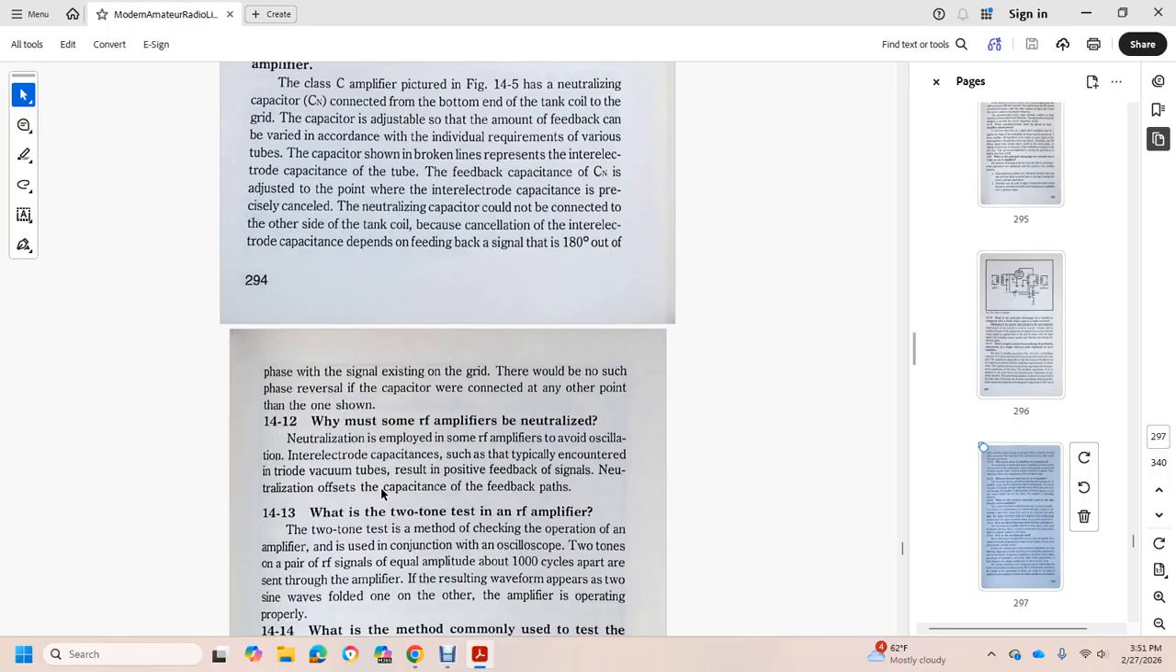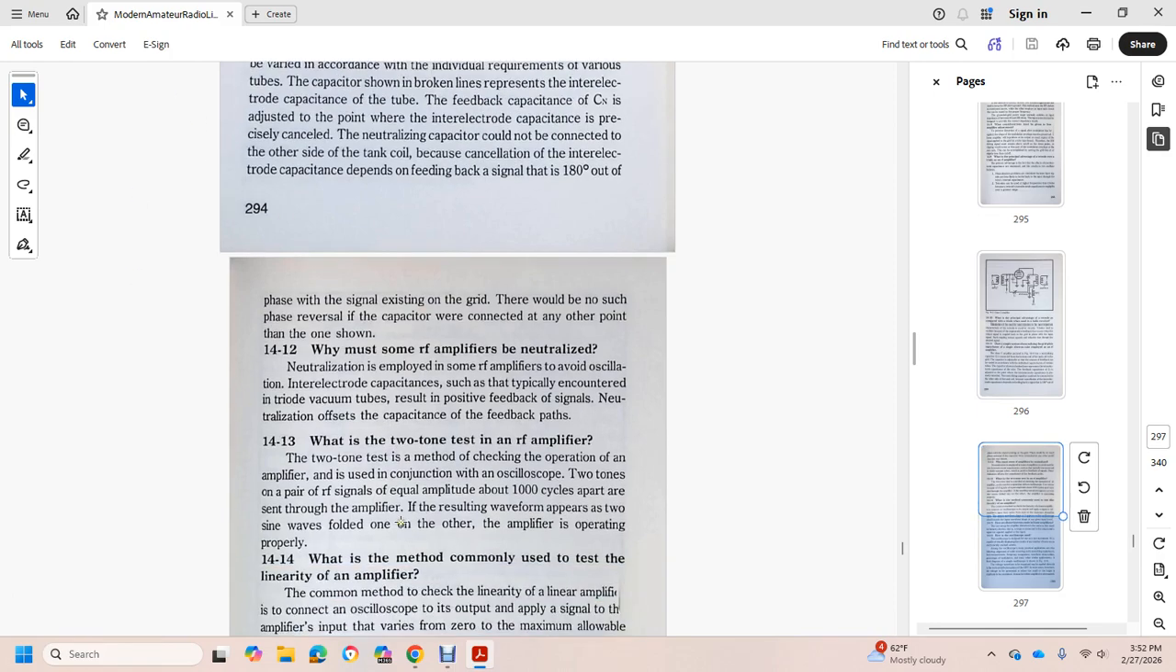Neutralize the feedback capacity. A two-tone test can be used on a radio amplifier to check the operation of the amplifier. The two-tone test uses an oscillator to produce a pair of radio frequency signals of equal amplitude, 1,000 cycles apart, sent through the amplifier. The resulting waveform, a pair of sine waves flowing down the scope, shows the amplifier is operating properly.